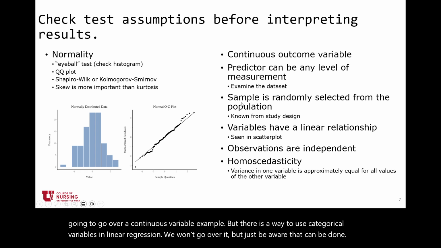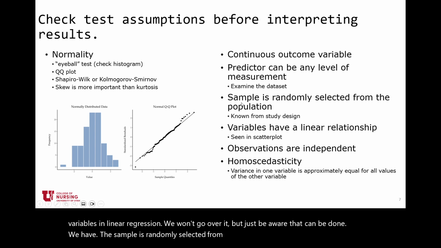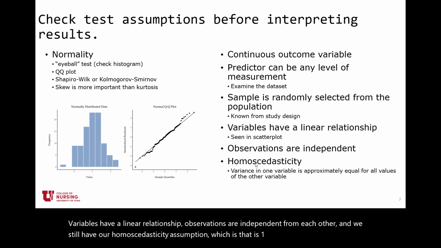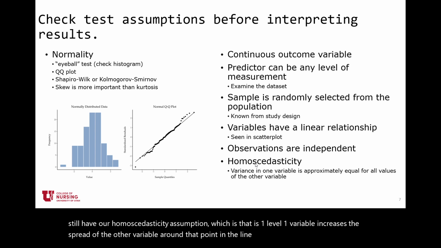We have the sample is randomly selected from the population. Variables have a linear relationship. Observations are independent from each other, and we still have our homoscedasticity assumption, which is that as one variable increases, the spread of the other variable around that point in the line are going to be similar.